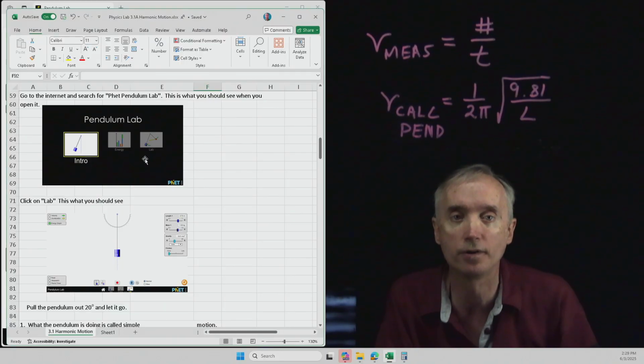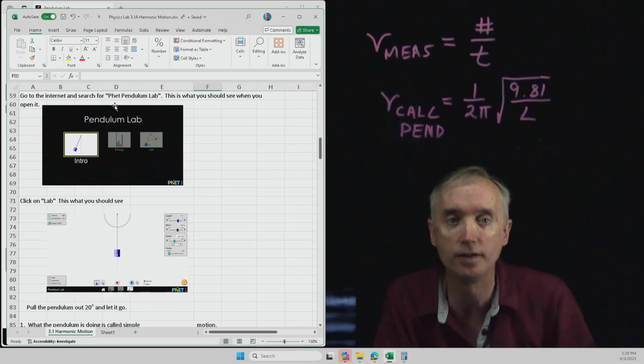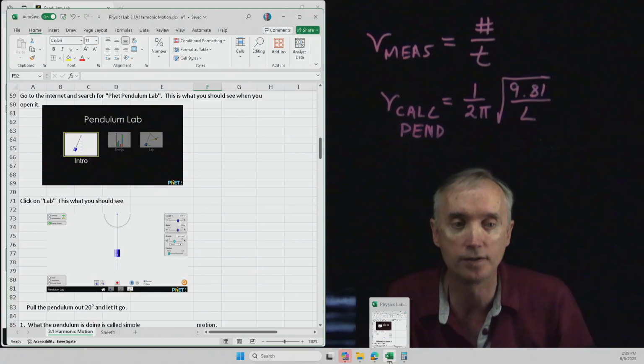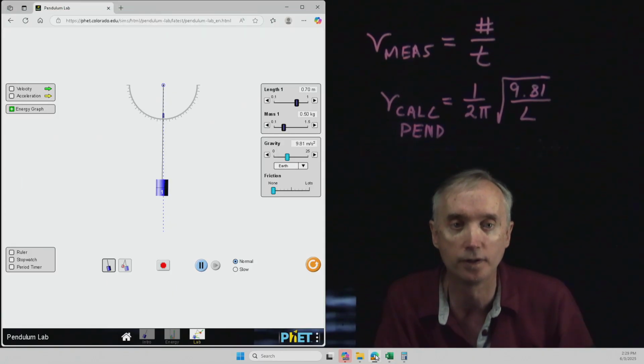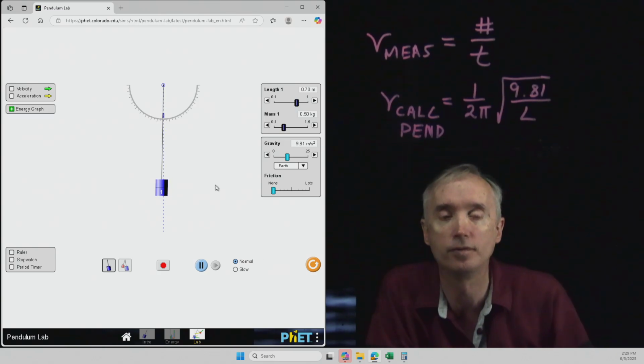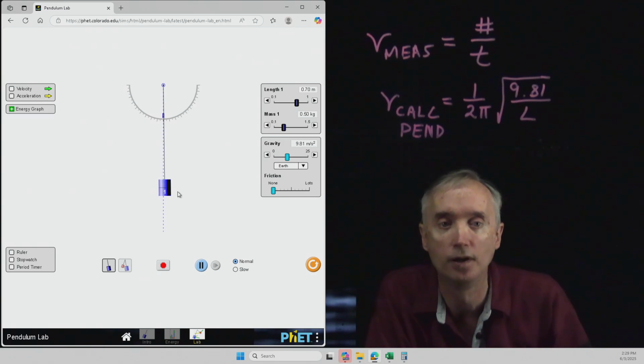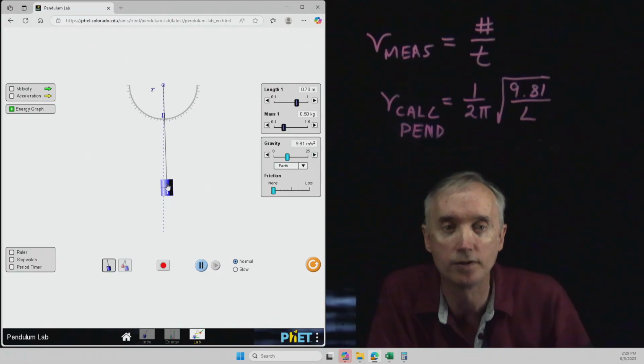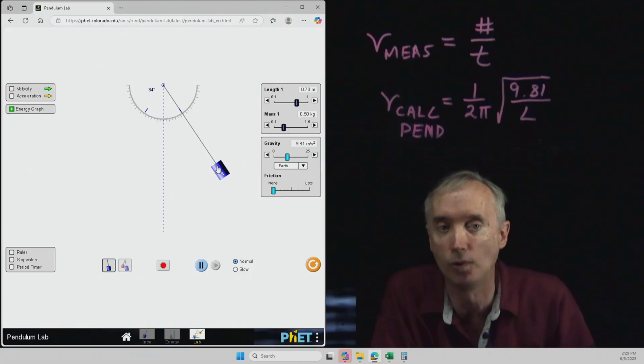So we're going to go to the internet and then type in PhET Pendulum Lab, and then this is what you're going to see. And then you want to click on the lab. So that's going to be this one over here. All right, so when you click on it, this is what you're going to see. So let's take a look at some of the features of the simulation. One is you can grab the pendulum and you can pull it out any distance that you want, and you can let it go.